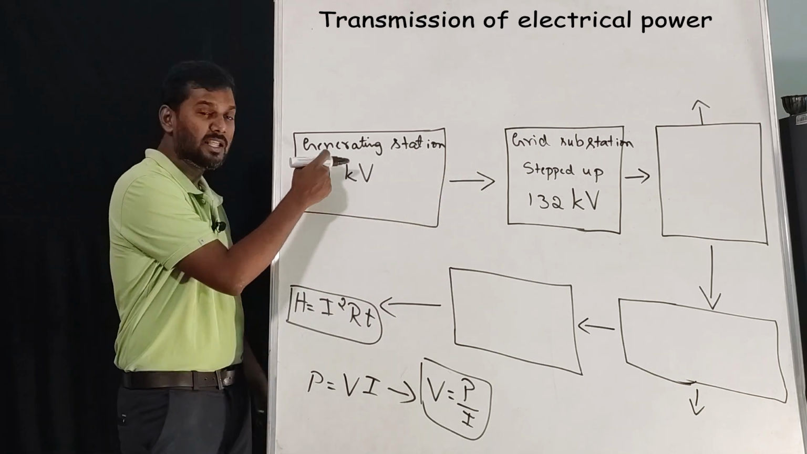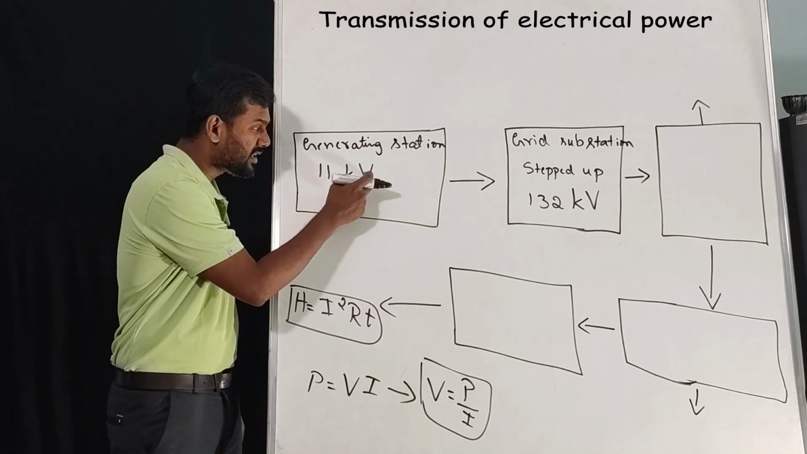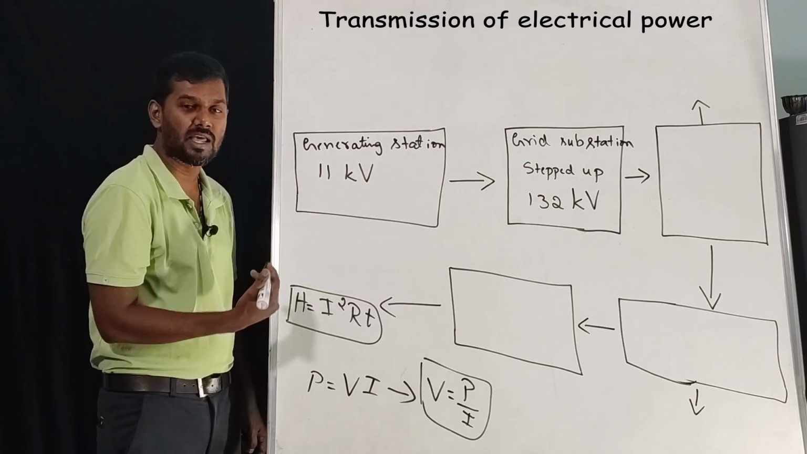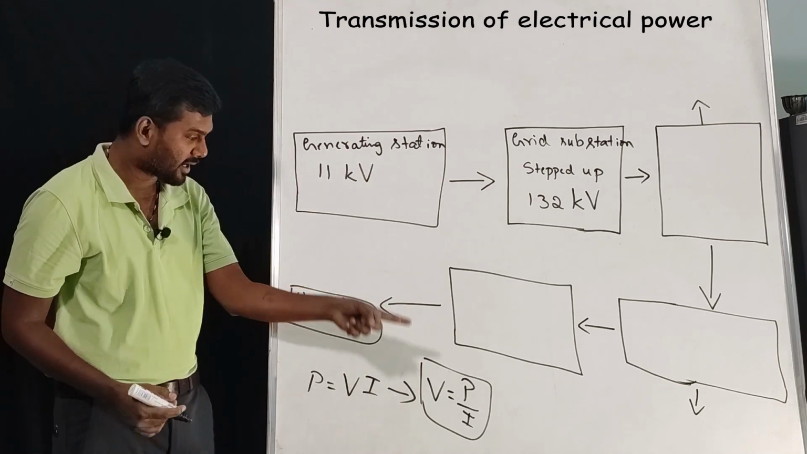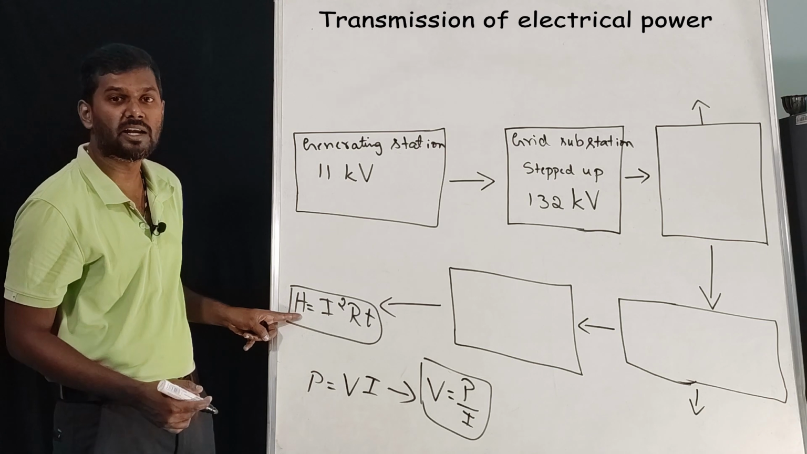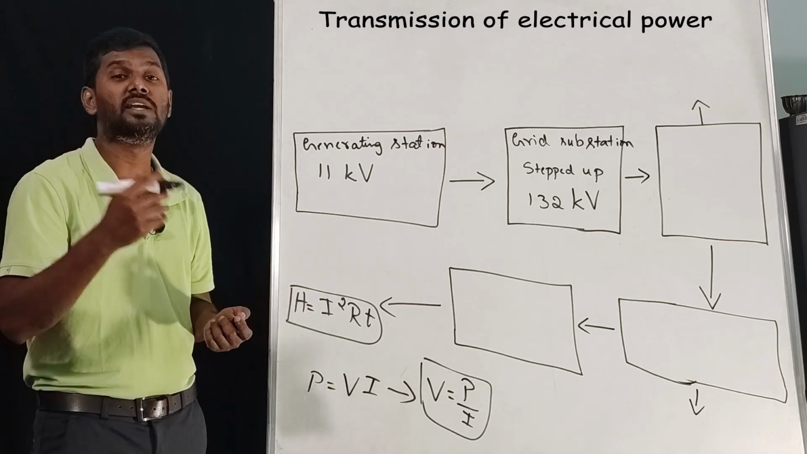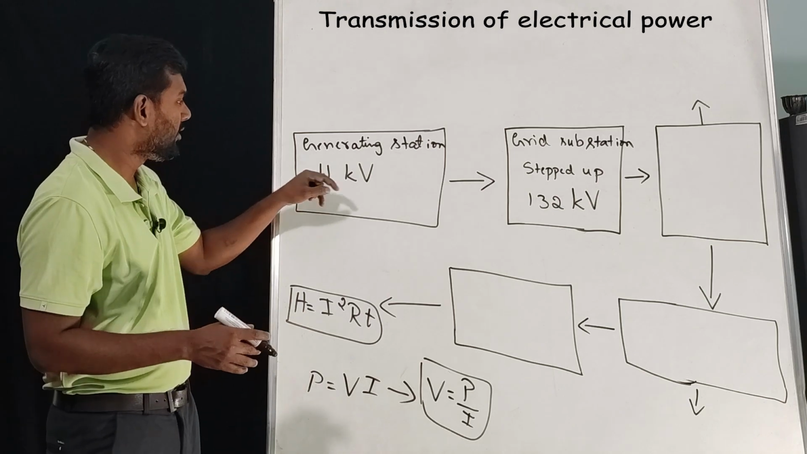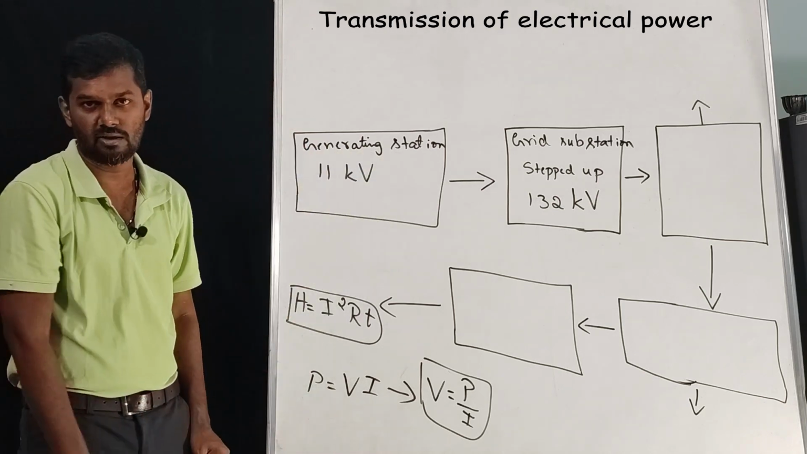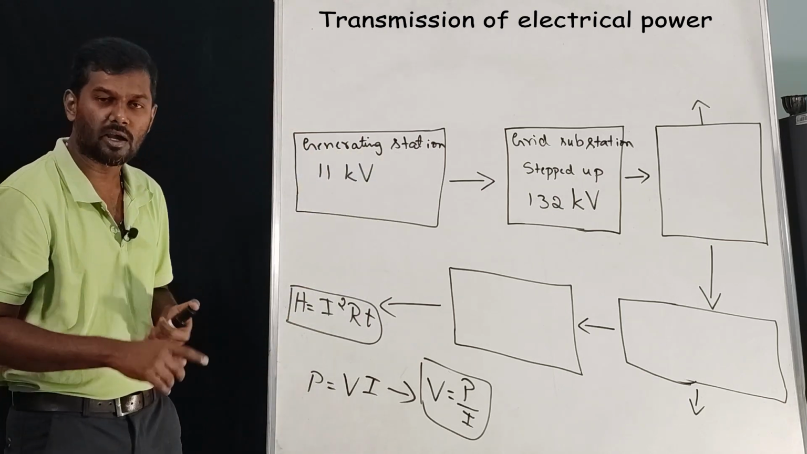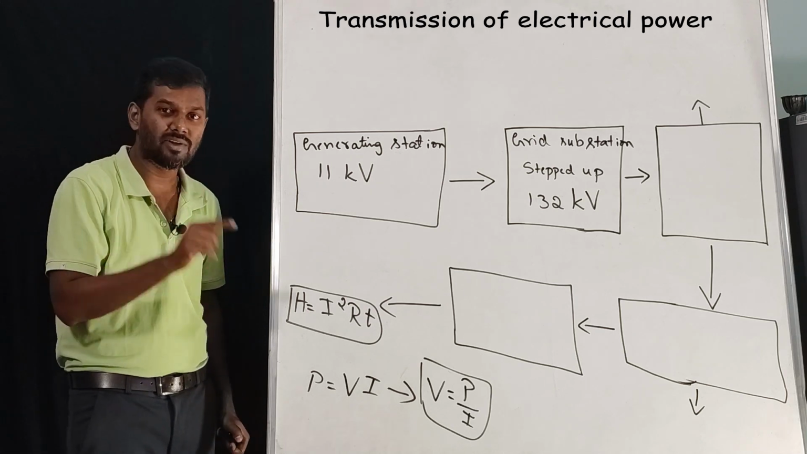But when we generate less than 11 kV, what is this? Voltage. If the voltage is less, current will be more. If the current is more, heat generated will be more. Heat generated will be more means the loss of energy will be more. That's why we are only sticking with 11 kV. Now you got the reason, right? Why we have to only go for 11 kV.